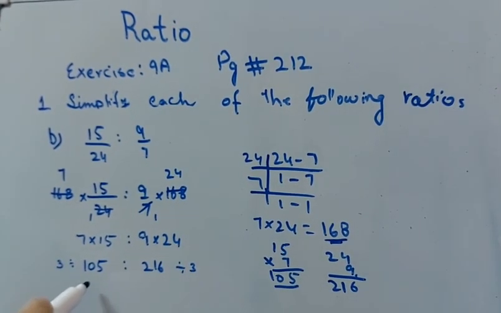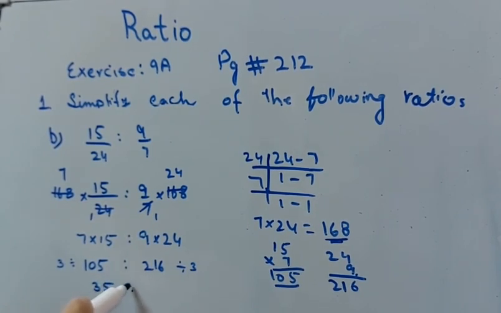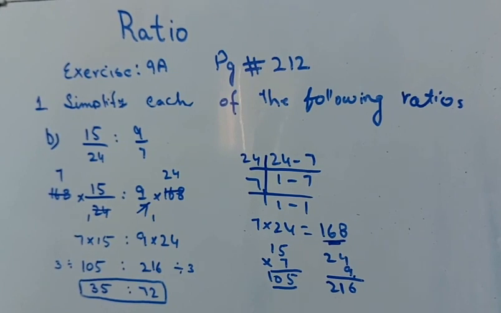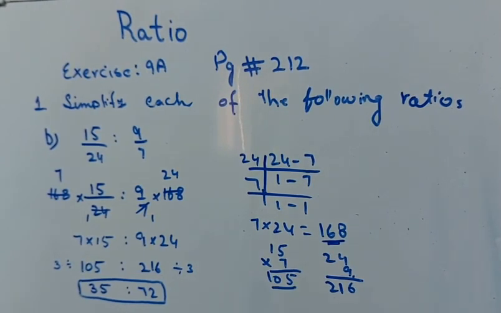So it will become what? 3 3s are 9, 3 5s are 15, and 3 7s are, and 3 2s are. Now both numbers are not divisible by any common number. So this is our simplest form for 15 upon 24 ratio 9 upon 7. Okay, now move on to part C.